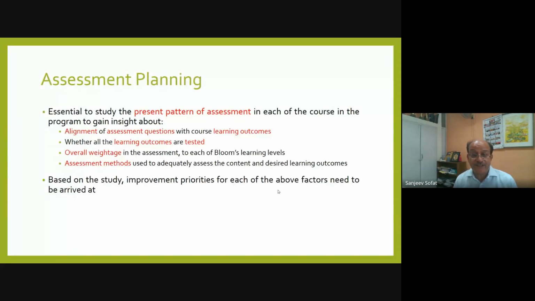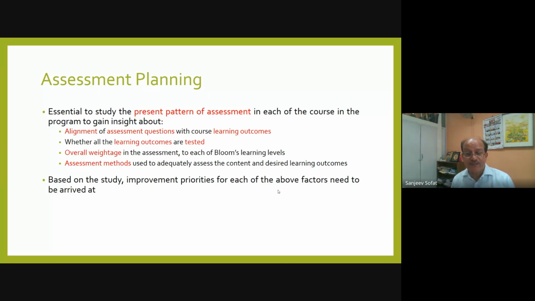Then what sort of weightages are there for assessment to each of the Bloom's levels? Now let's say I set 80% of the questions to remembering only. That means I'm testing him for a very low level.